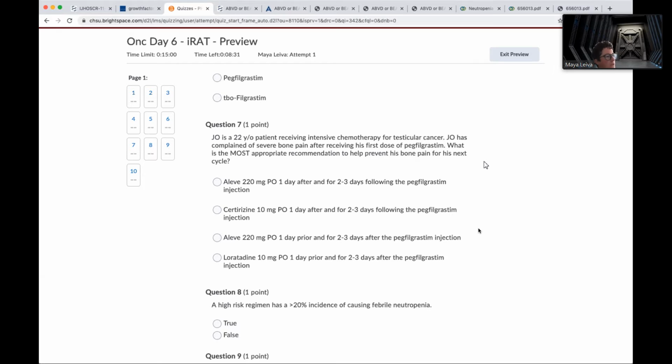All right, so for the next one, Jo is a 22-year-old patient receiving intensive chemotherapy for testicular cancer. Jo has complained of severe bone pain after receiving his first dose of pegfilgrastim. What is the brand for pegfilgrastim? Neulasta or Onpro. Neulasta, right. What kind of forms does it come in, or formulations? We talked about 2.